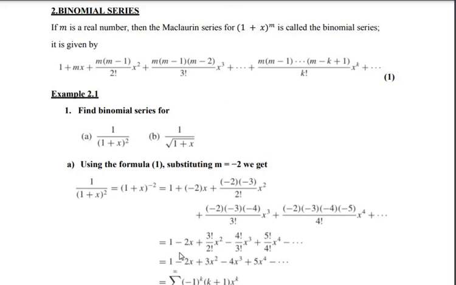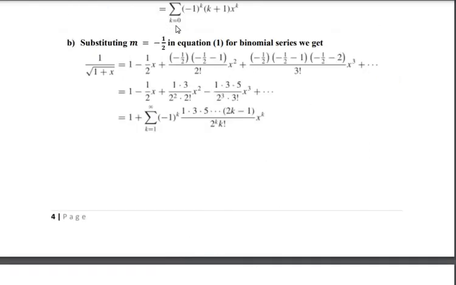We can simplify, and we will get 1 minus 2x plus 3 factorial by 2 factorial into x square minus 4 factorial divided by 3 factorial into x cube plus etc. You will get 1 minus 2x plus 3x square minus 4x cube plus 5x raised to 4 plus etc. That is equal to sigma k is equal to 0 to infinity minus 1 the whole raised to k plus 1 into x raised to k. So that is the required binomial series.